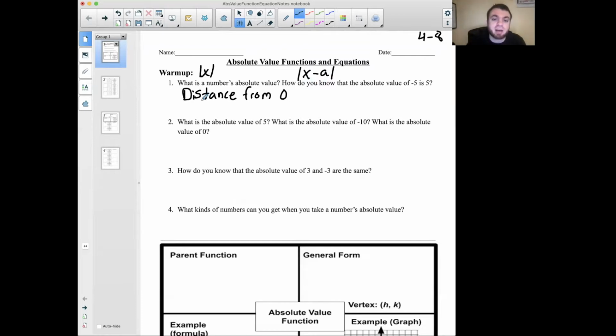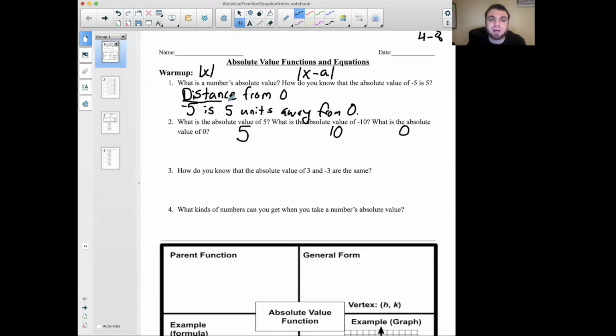And how do we know the absolute value of -5 is 5? It is because -5 is 5 units away from 0. Again, we have discussed this in class. All right, so what is the absolute value of 5? The absolute value of 5 is 5. It's 5 units away from 0. The absolute value of -10 is 10. It is 10 units away from 0. And the absolute value of 0 is 0.